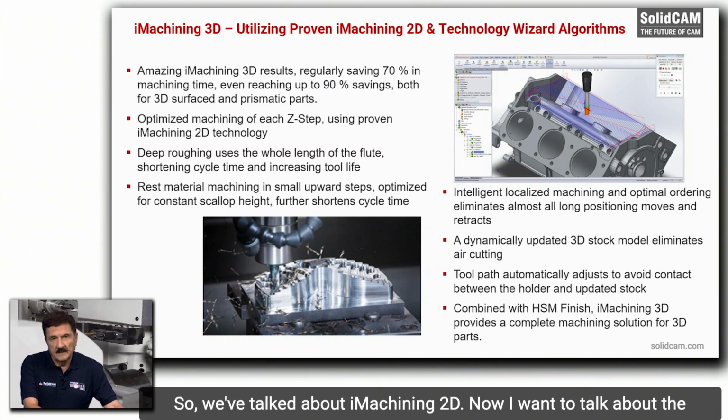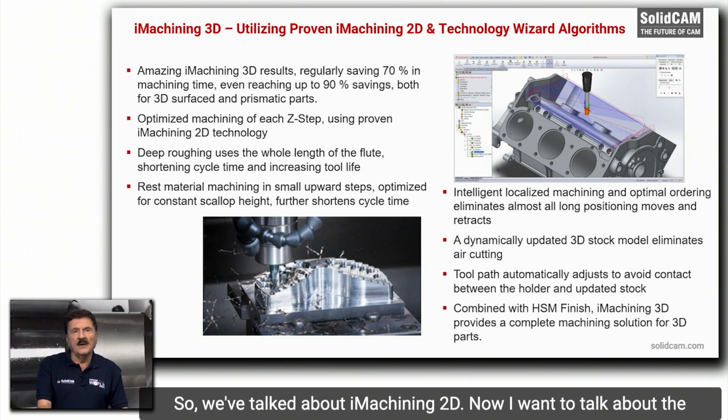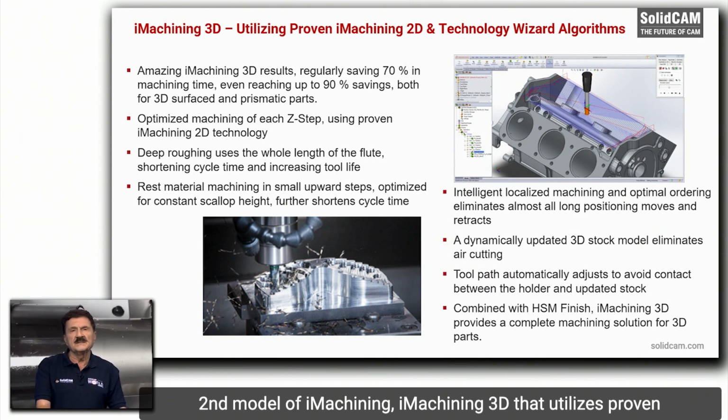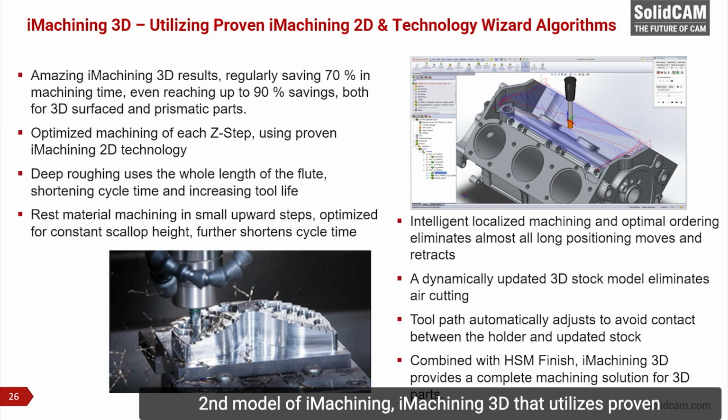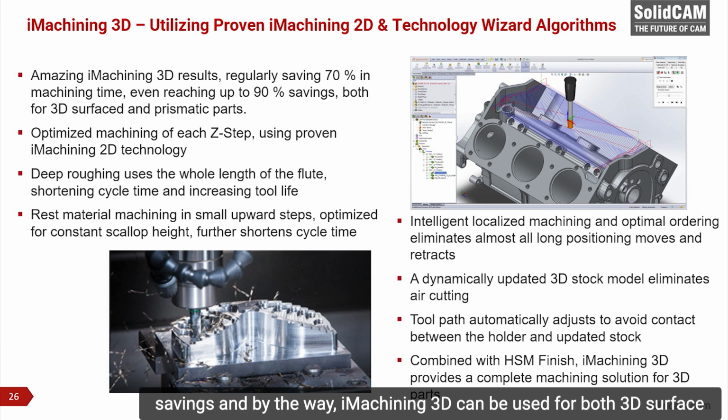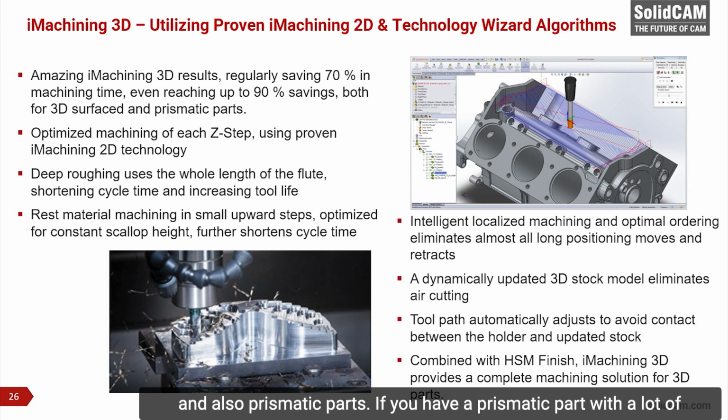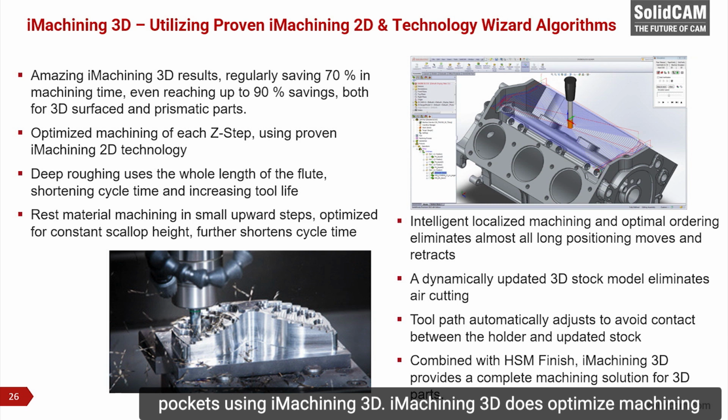So, we've talked about eye machining 2D. Now I want to talk about the second model, eye machining 3D, that utilizes proven eye machining 2D and technology wizard algorithms. Actually, eye machining 3D is so amazing that it can reach sometimes 90% saving. And by the way, eye machining 3D can be used for both 3D surface and also prismatic parts. If you have a prismatic part with a lot of pockets, you could also do all the roughing and rest roughing of these pockets using eye machining 3D.